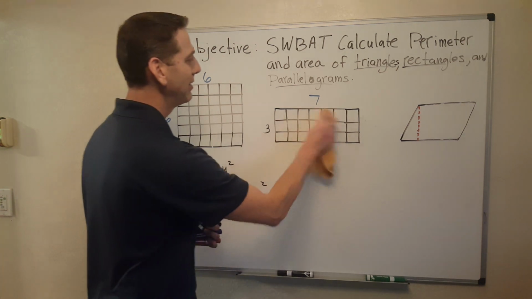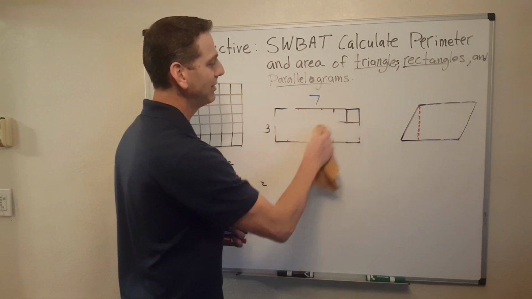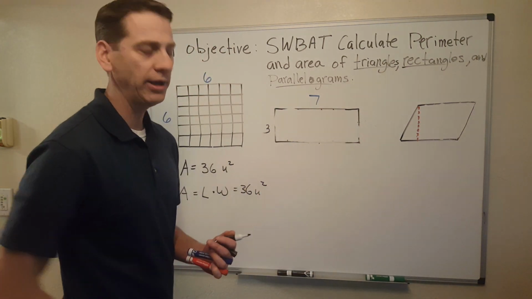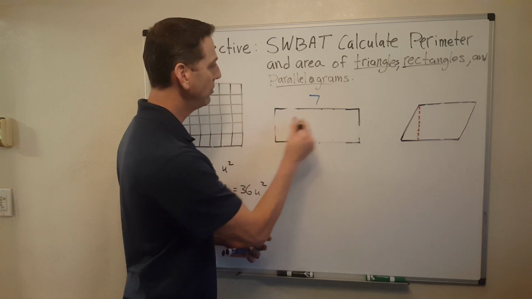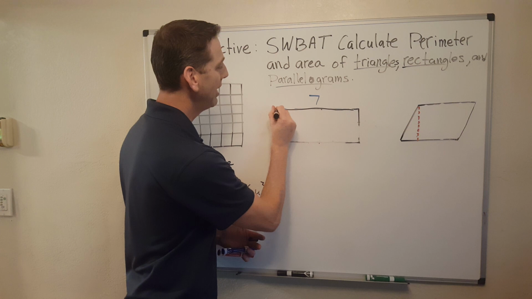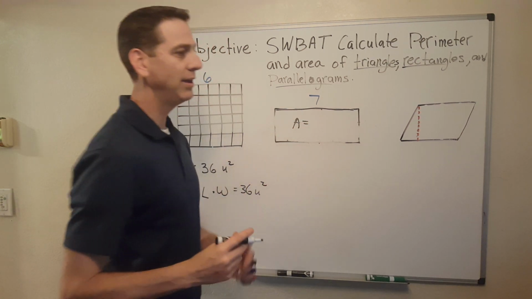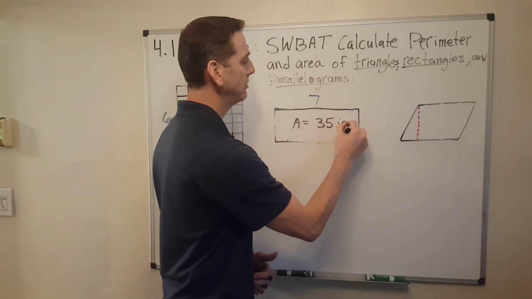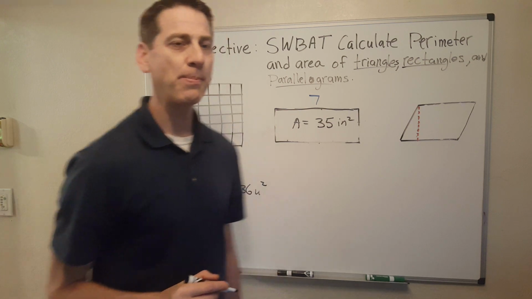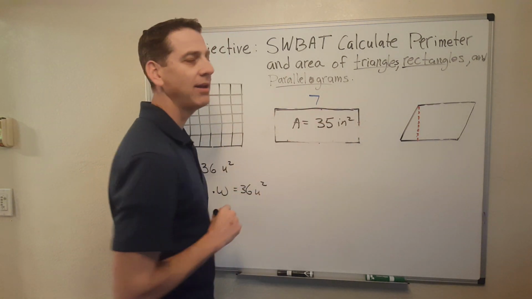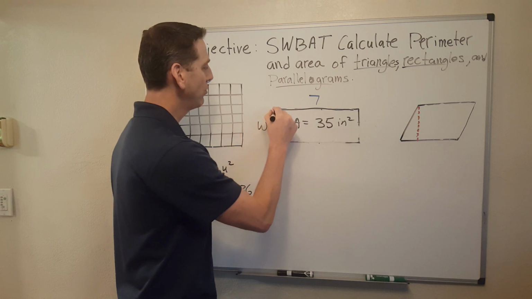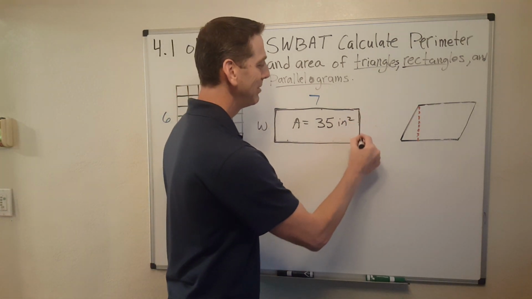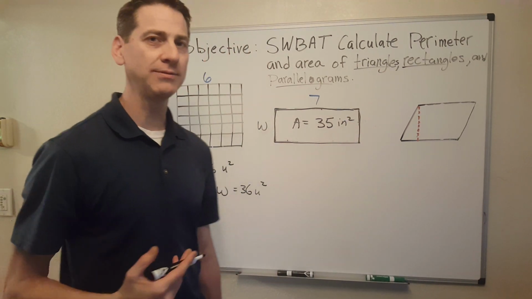Now, on the GED, they're probably not going to just give you the length and the width. What they're probably going to try to pull on you is they'll say, hey, the area is 35 inches squared, and the length is 7. What is the width? Well, you might already know it, but this is where the formula really helps us.